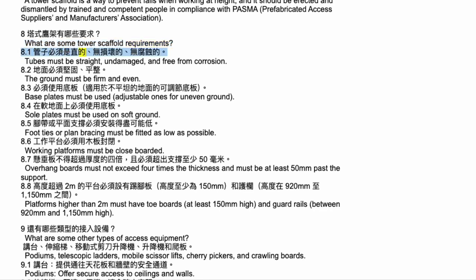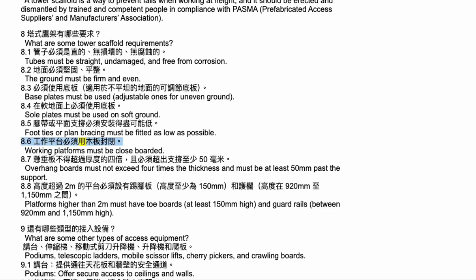8.1 Tubes must be straight, undamaged, and free from corrosion. 8.2 The ground must be firm and even. 8.3 Base plates must be used, adjustable ones for uneven ground. 8.4 Sole plates must be used on soft ground. 8.5 Foot ties or plan bracing must be fitted as low as possible.